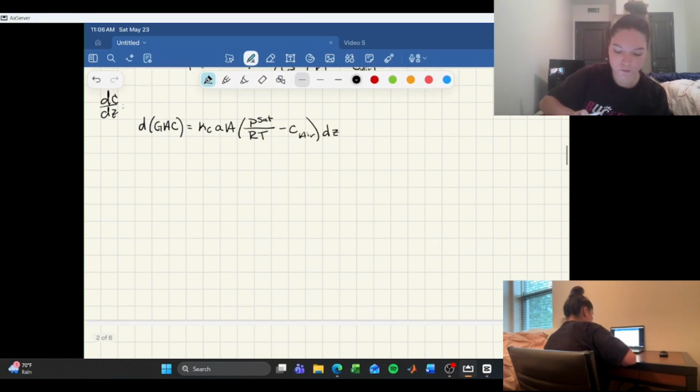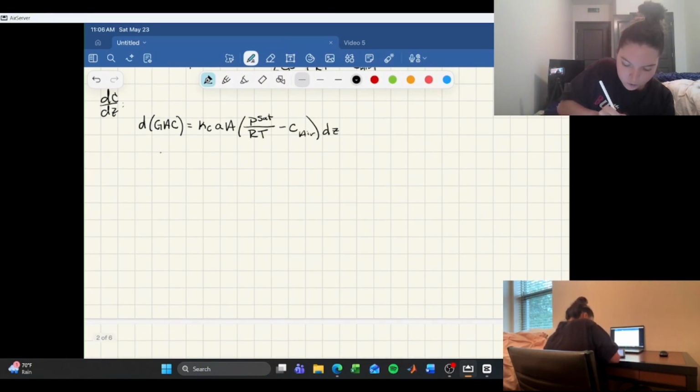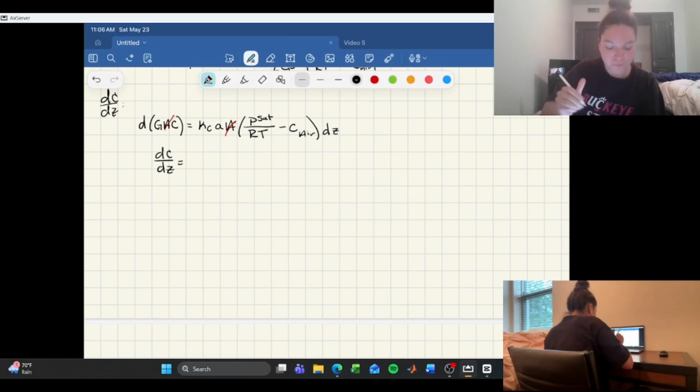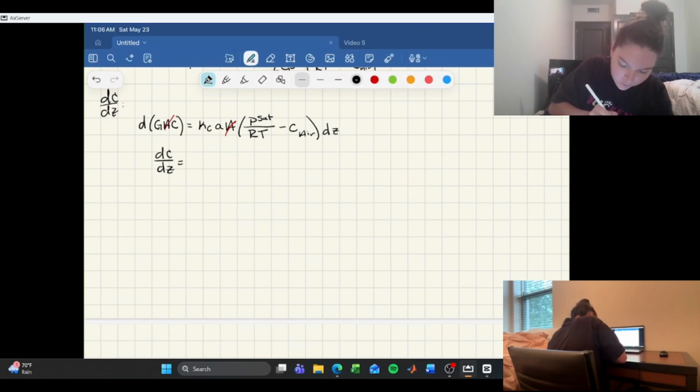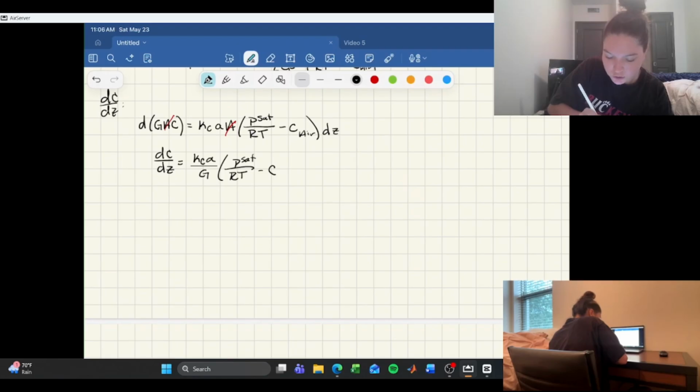So then, like before, we want to solve for change in concentration with respect to position. We can cancel out these areas because we assume that they're going to be the same, and then we're going to be left with the mass transfer coefficient times the packing over the volumetric flow rate of the air times the saturated pressure over ideal gas constant times temperature minus the concentration of the air.